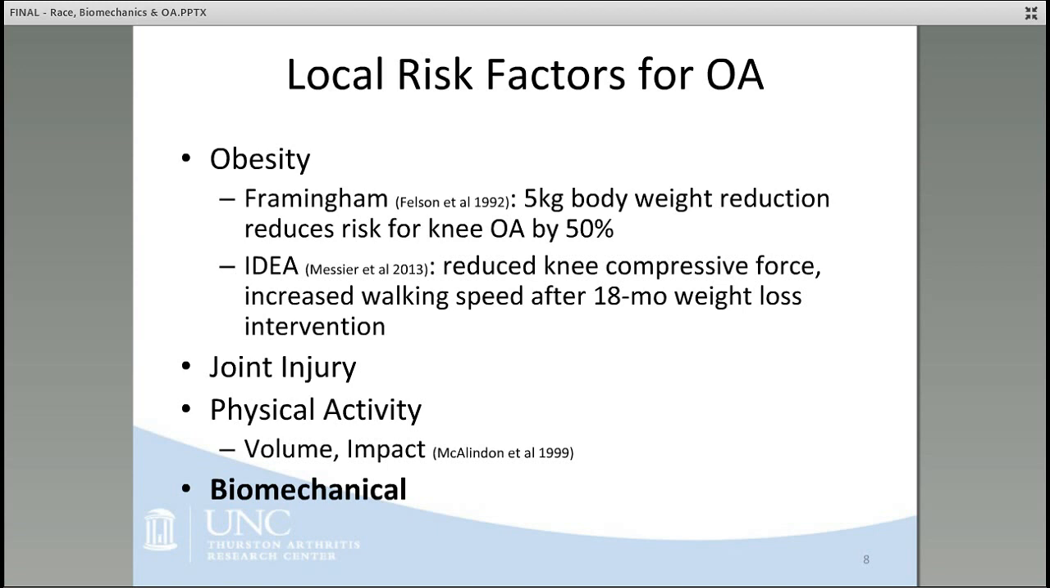Another risk factor is biomechanics, and that's where we're thinking about not only the static joint alignment or structural alignment, but we're also thinking about the ways in which the joints move and coordinate movement to complete a task. And this is where we'll focus our attention now.